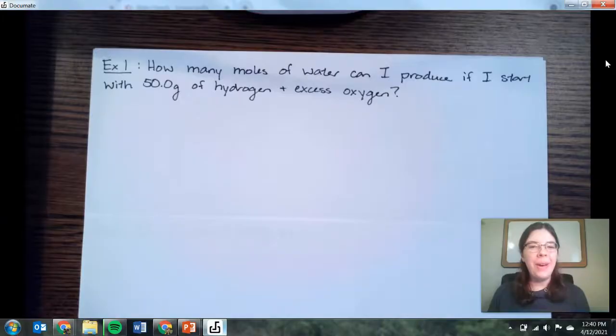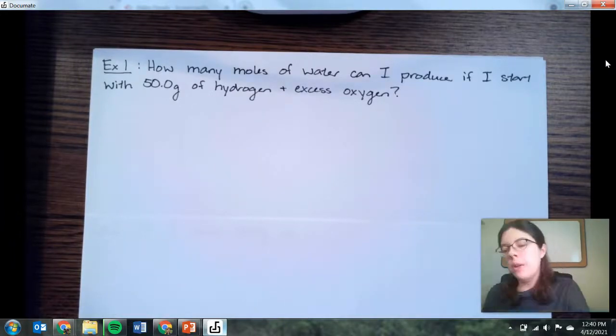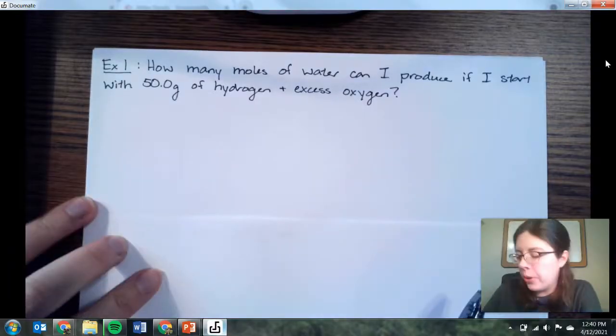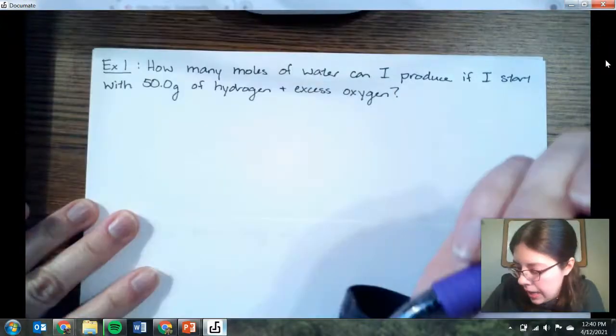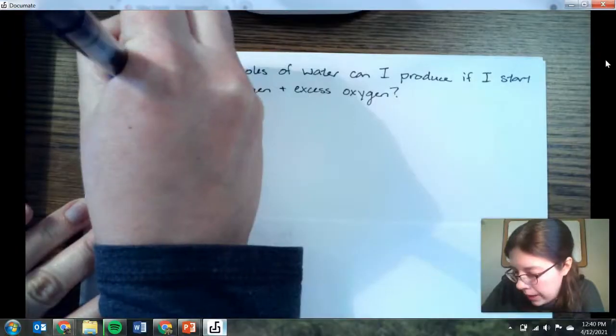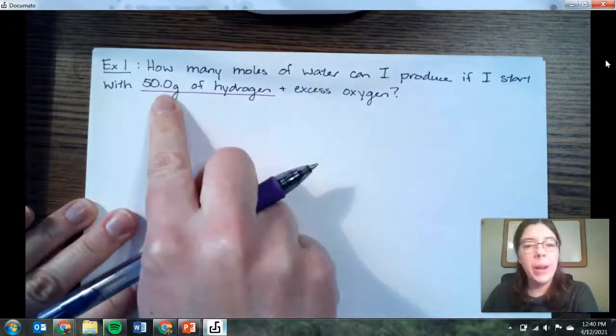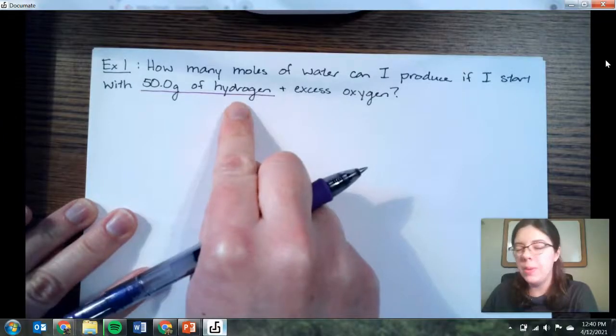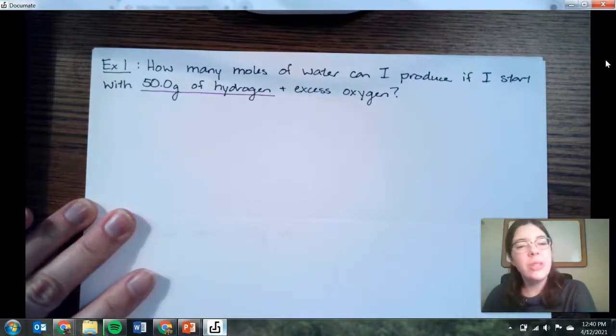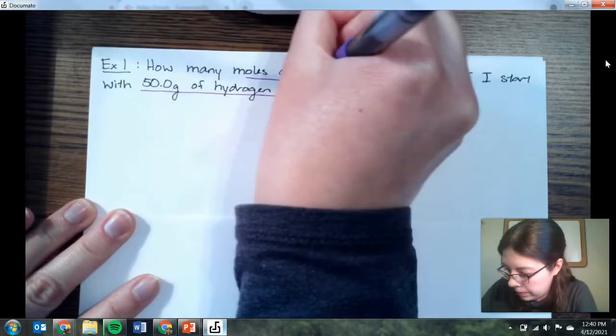Okay, so let's go ahead and work through this example. How many moles of water can I produce if I start with 50.0 grams of hydrogen and excess oxygen? Well, as I read through the problem, I'm going to go ahead and underline my given, which in this case is the 50.0 grams of hydrogen. Remember, I want to have both the unit and the compound I'm talking about for stoichiometry problems. And then I'm going to circle what I'm being asked to find, which in this case is moles of water.